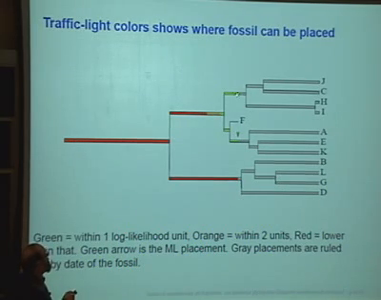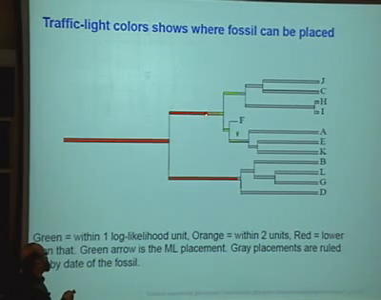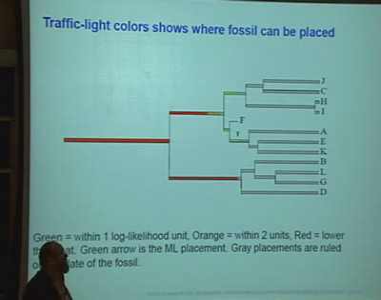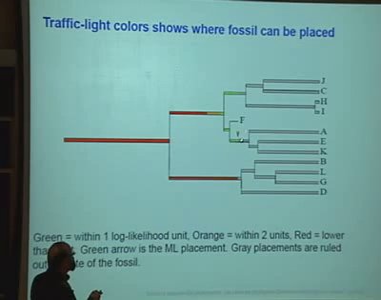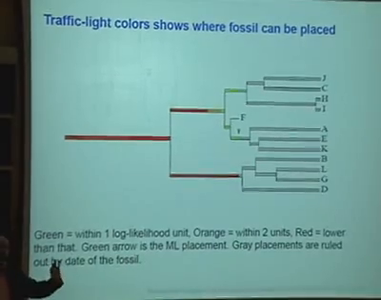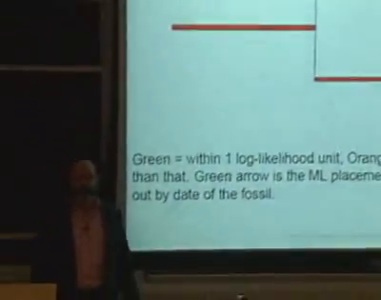Okay. We're using traffic light colors. 1 unit of log likelihood is green. 2 units of log likelihood is orange. 2 or more is red. And so you can get the sense of what this method is doing. It's placing it somewhere in this region of the tree. It's not getting it quite right, but it isn't doing horribly. For that one fossil, it's sort of putting it in the right area of the tree.